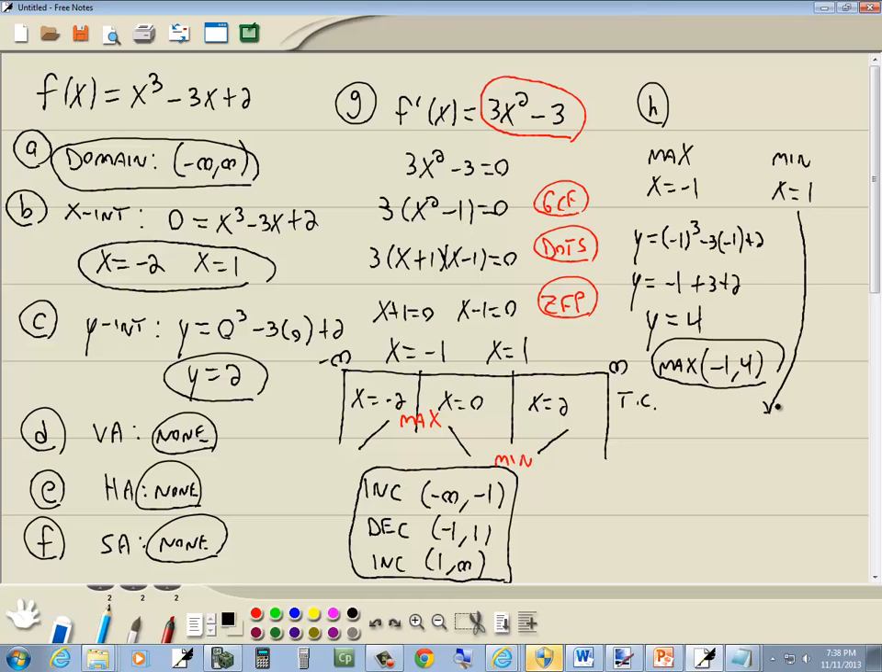I don't really have room for the min there, so let me come down here. Again, we're going to plug that into our original function. So we've got 1 to the third minus 3 times 1 plus 2. 1 to the third is 1, plus 2 is 3, minus 3 gives us 0. So we're going to have a min at 1, 0.